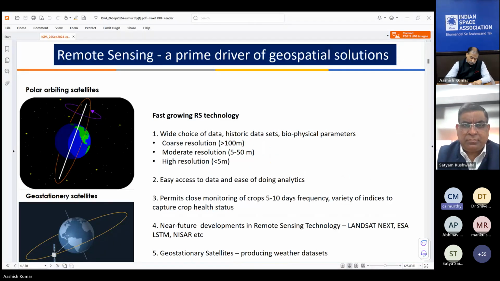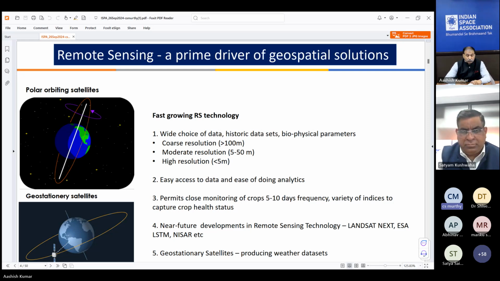As you all know, remote sensing is the prime driver of geospatial solutions, because remote sensing has certain advantages, either remote sensing by satellites or remote sensing by drones, whatever it is. As such, the technology has certain unique advantages. If it is satellite remote sensing, it has many more advantages. Today, if you look at the remote sensing satellites, this technology is changing very fast. Today we have a very wide choice of data, ranging from 3 to 5 meters up to 100 meters: coarse resolution segment, moderate resolution segment, and then high resolution segment.